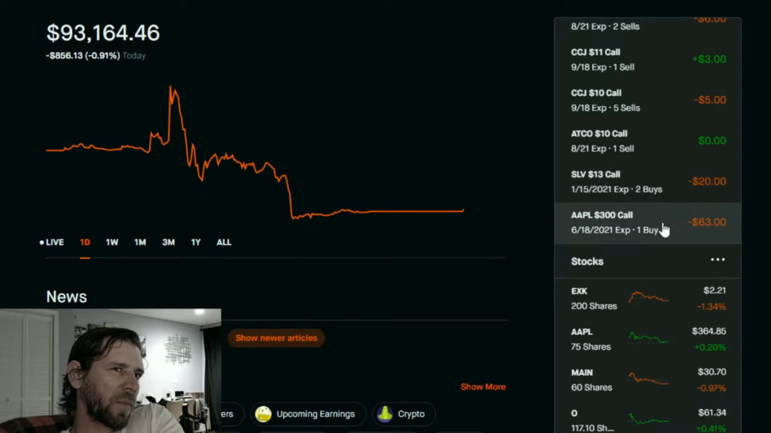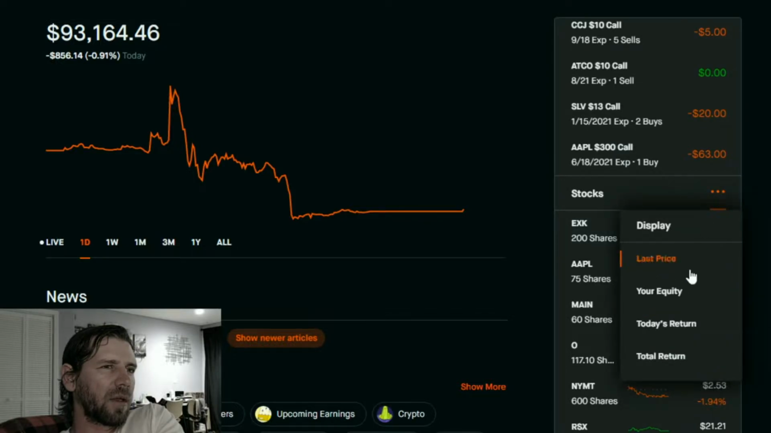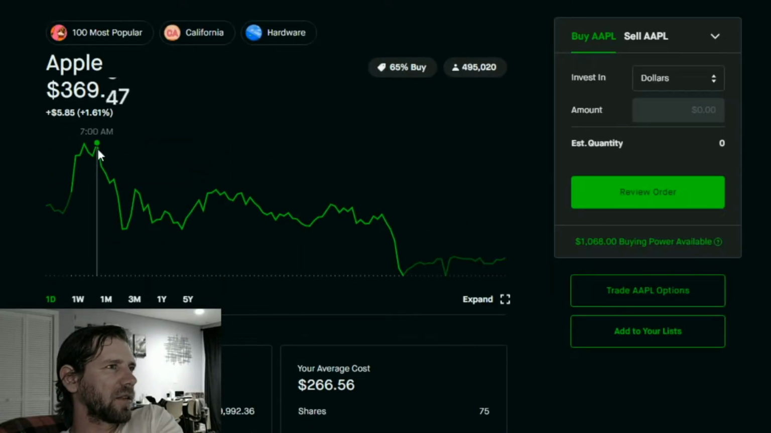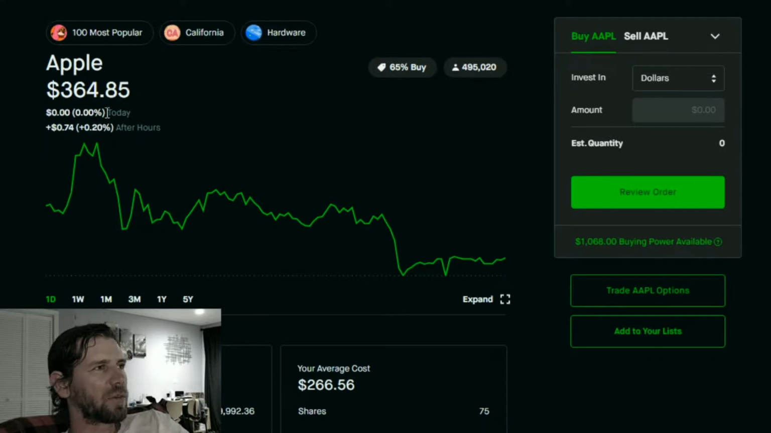income. The Apple option went down a little bit today, as Apple went down towards the end of the day. It finished at plus 55, but it was up as much as 1.6%, and finished about up 0.2 in the aftermarket.